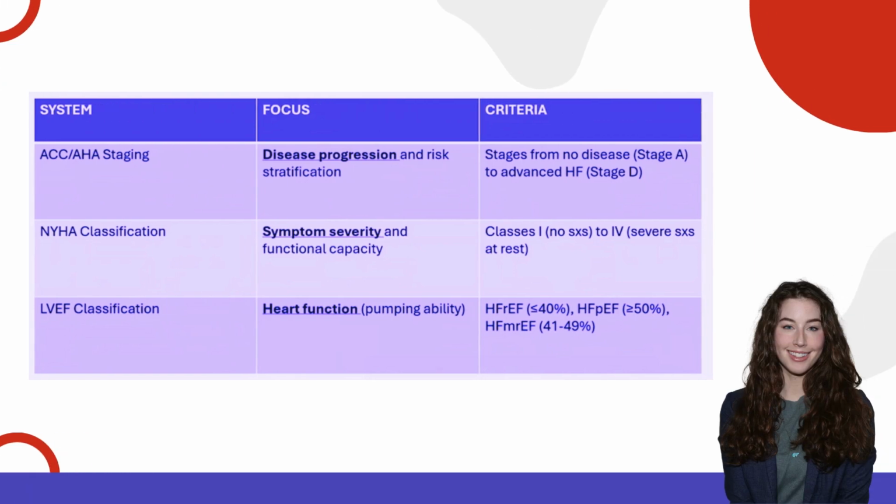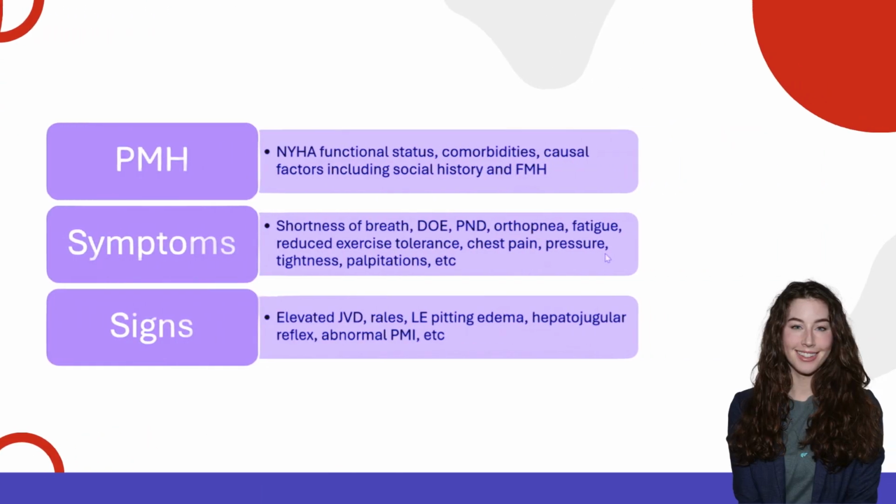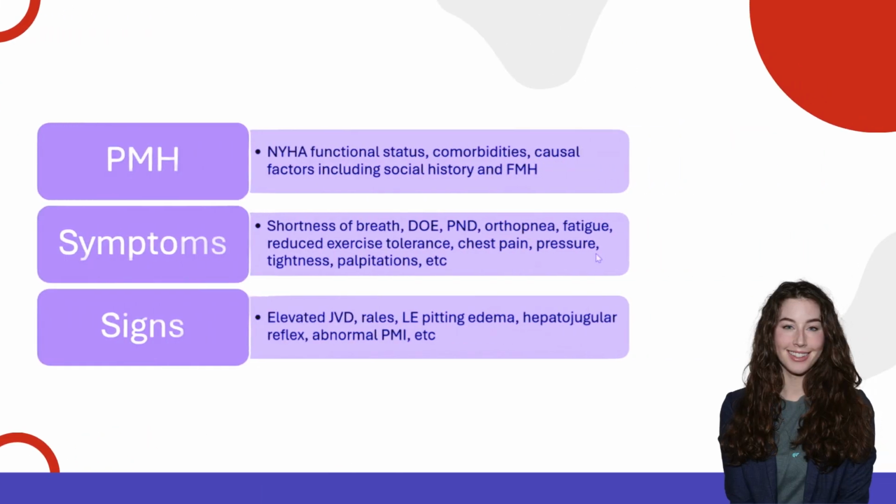So just to compare, ACC is progression of the disease, NYHA is the symptom severity, and the ejection fraction is the functionality of the heart. And together, this sort of gives a comprehensive picture of the patient's heart failure condition, from structural disease to functional impairment day to day and to the pumping ability. So these should all be in your notes at each office visit.